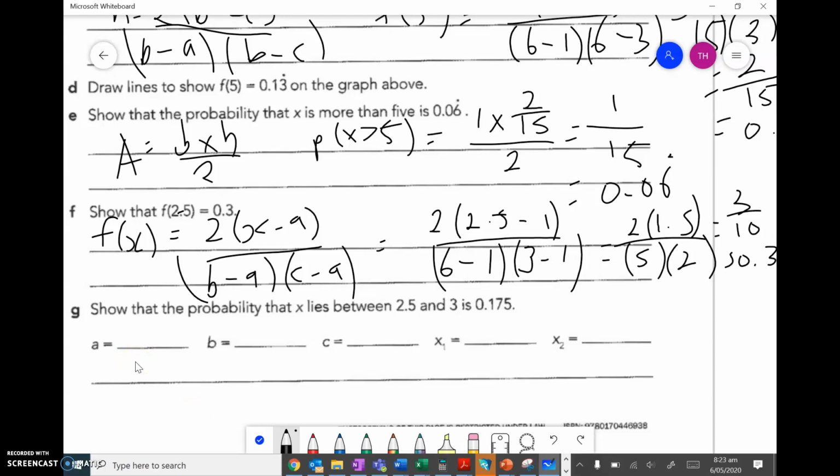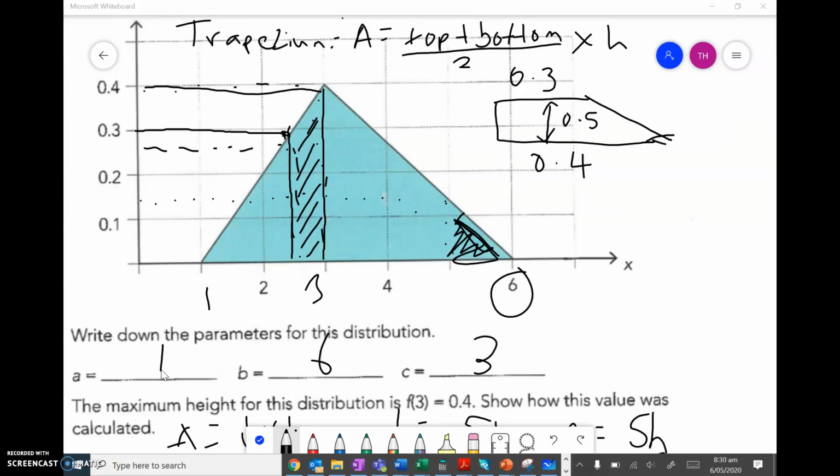Okay, finally, find the probability that x lies between 2.5 and 3. Okay, so if we're trying to work out the probability that it's between 2.5 and 3, we have now created another shape. It is a trapezium. So if we flipped it around, it would look like this over here. So the height here is 0.3. So I've put that here like this. The height here is 0.4, so I put it along here like this. And the distance between 2.5 and 3 is 0.5. So I've created a trapezium.